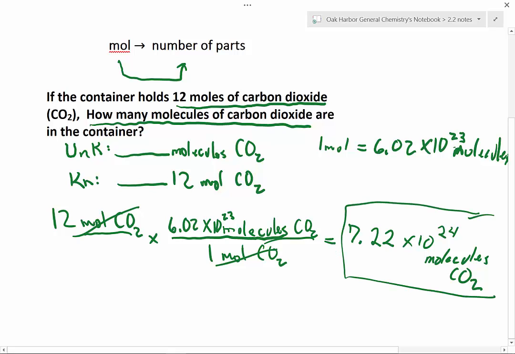Is there an abbreviation for that word molecules? Not really. You can't write down mole. You've got to write down molecules of CO2. But that's how to solve a mole to number of molecules kind of problem.